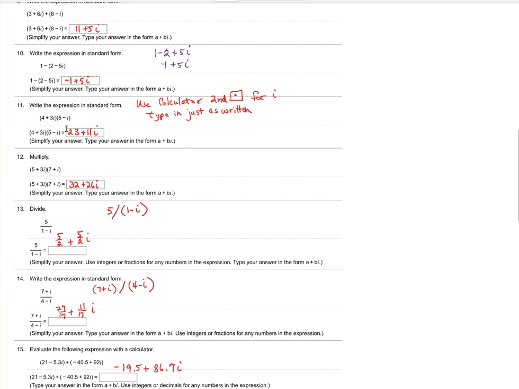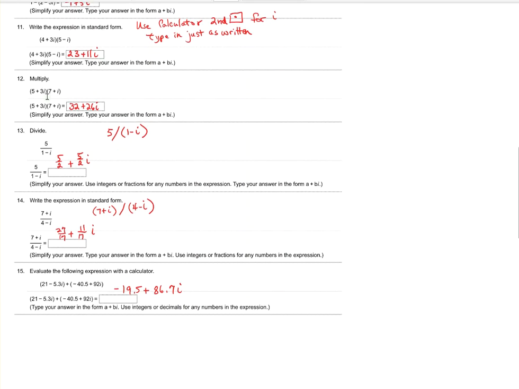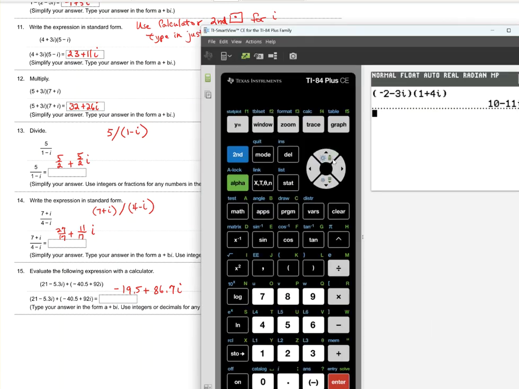On these, again, we're going to do it with the calculator, and you will just put them in just like it is. 4 plus 3i times 5 minus i, use second decimal, you get 23 plus 11i. So you can do that same thing here. Now, with the division, the parentheses is not here, but when you put it in, we need to do that. Let's look at that one on the calculator.